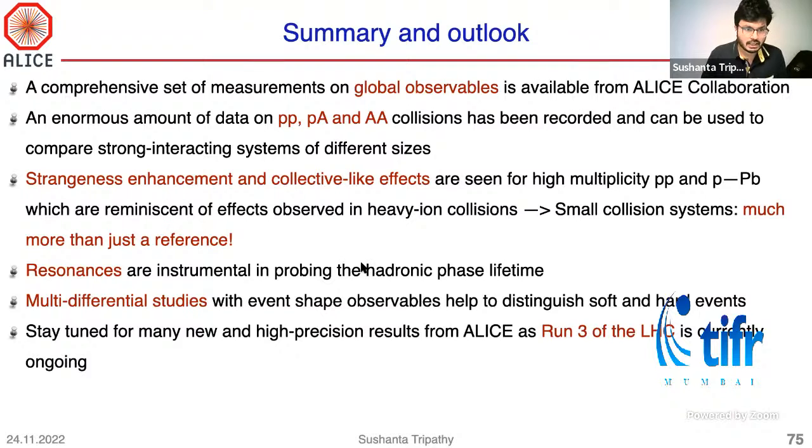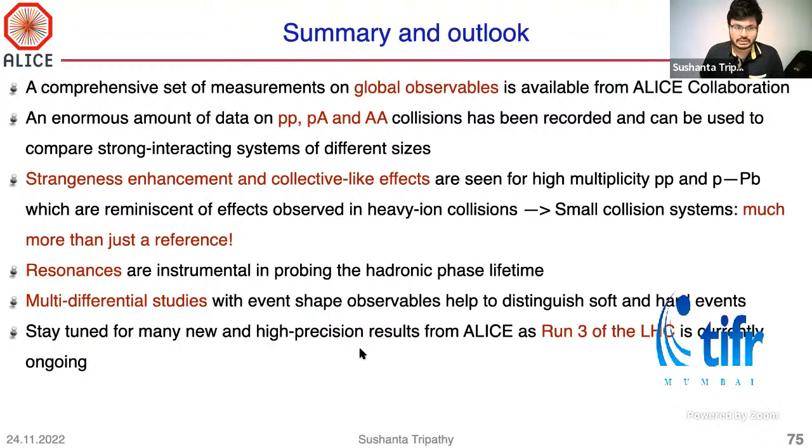And as I have already shown, resonances are quite instrumental in probing the hadronic phase lifetime. And the multi-differential studies based on event-shape observables like transverse spherocity and relative transverse activity classifier help to distinguish soft and hard events. And they are going to play a key role in analyzing the data of Run 3.